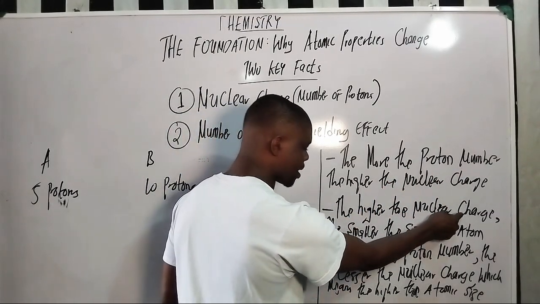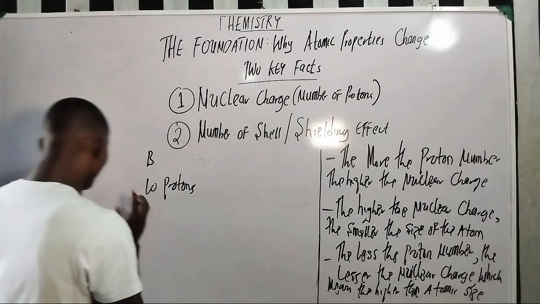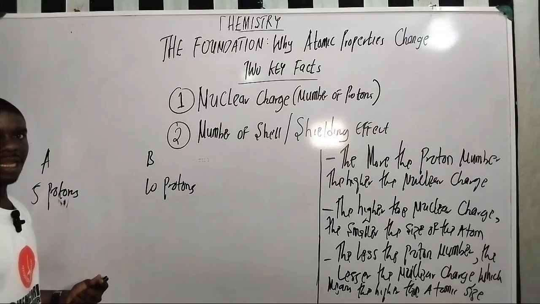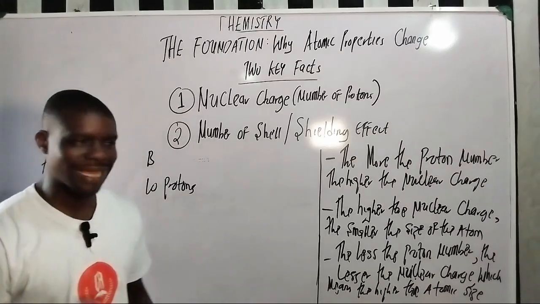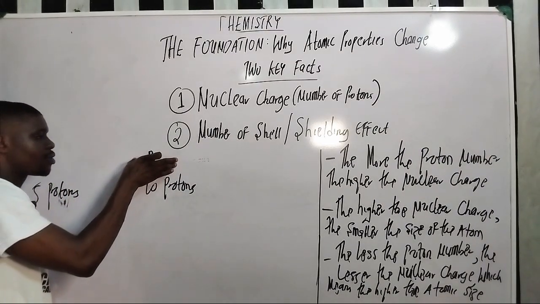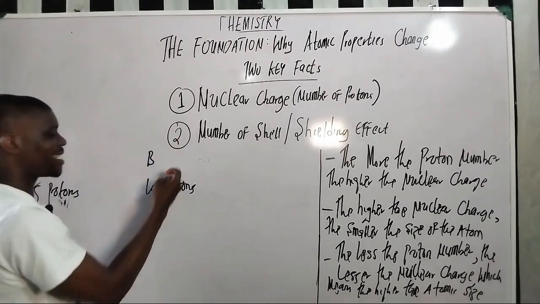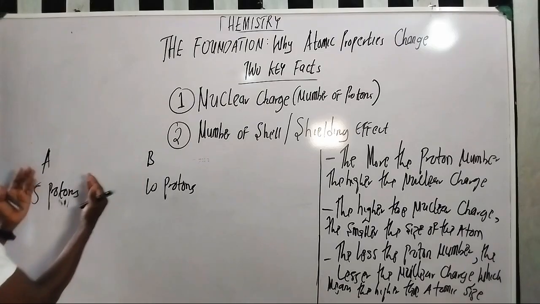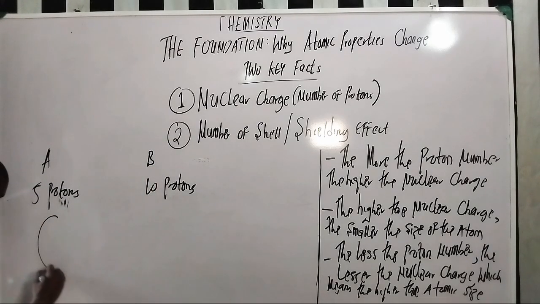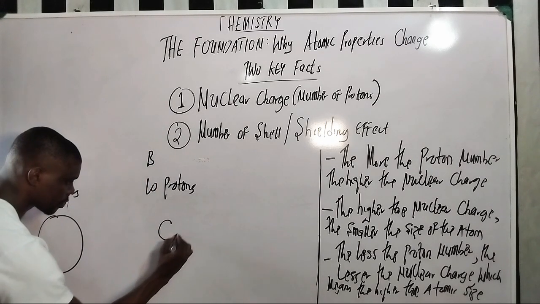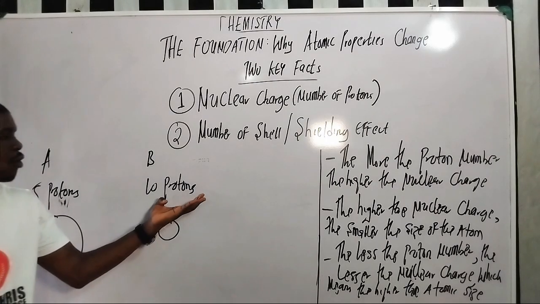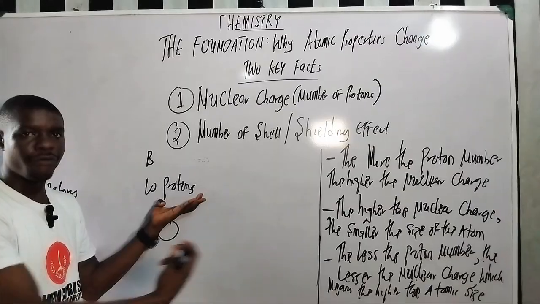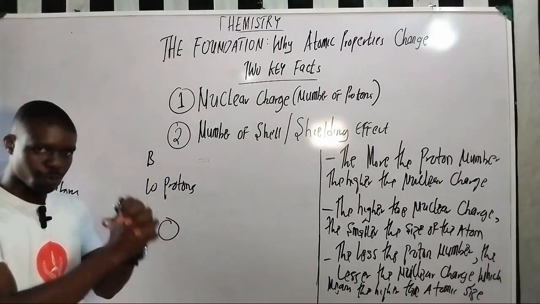The higher the nuclear charge, the smaller the size of the atom. So between atom A and atom B, which should have the smaller size? Atom B, because there's a greater pull on the electrons. If you compare the sizes, this one might be like this and this one like this, because this one has more protons and a greater pull of electrons from the nucleus, so the size will be smaller.